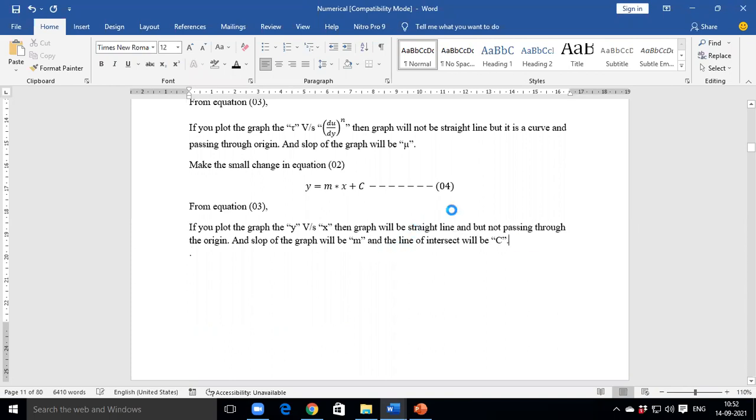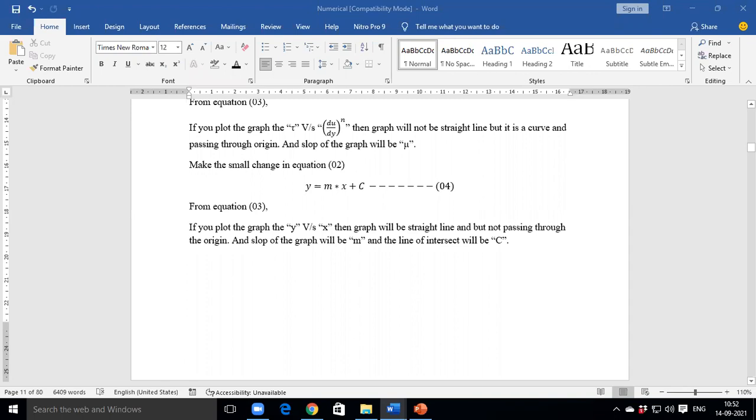The line of intercept. What is my line of intercept? I will show you in the graph. First of all, try to understand the concept in this equation. If y is equal to mx plus c, is it understood? Equation number 4: y is equal to mx plus c.